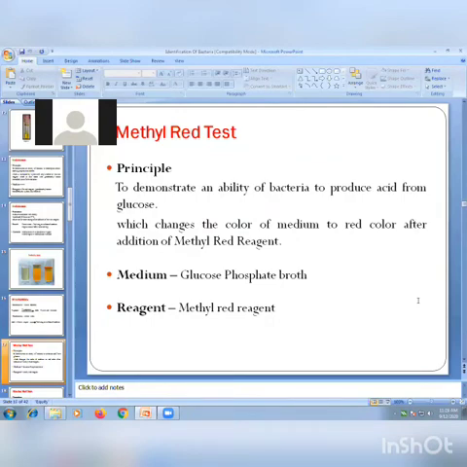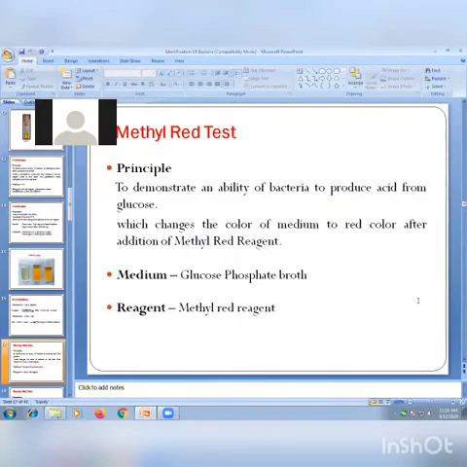Now the next test is the methyl red test. What is the principle? To demonstrate the ability of bacteria to produce acid from glucose and keep the pH below 4.5 in an old culture, which changes the color of the medium to red after addition of methyl red reagent. For the medium, you write glucose phosphate broth. In short, we call it GPB.